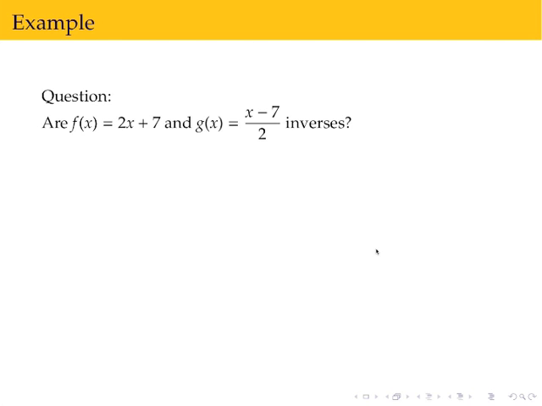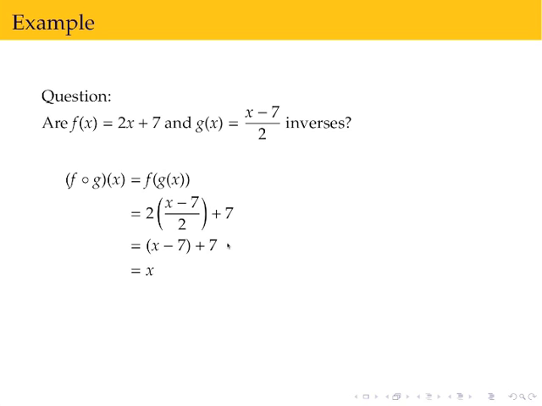So let's look at another example. Are f of x equals 2x plus 7 and g of x equals x minus 7 all over 2 inverses? So again, we're going to compose the two functions and find f of g of x. This time when I do that, I multiply 2 times my fraction. This 2 will cancel with the denominator and give me just x minus 7, plus the 7 on the outside. When I combine like terms, I just get x.